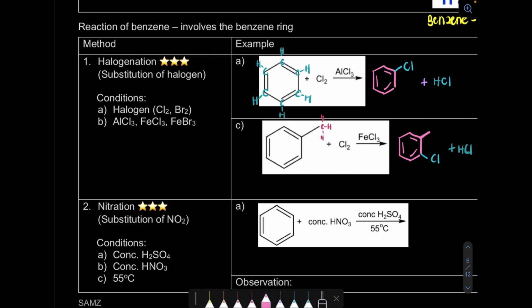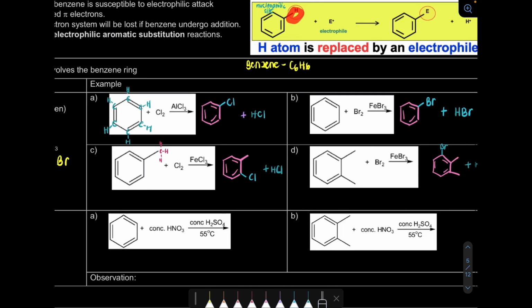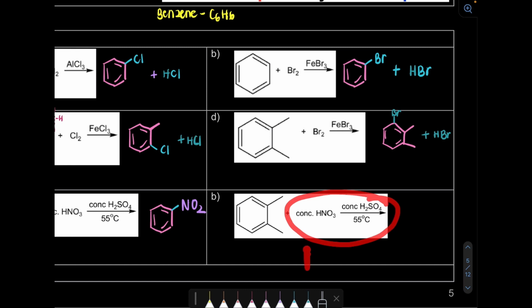Okay, so dalam case ni, our electrophile, because this is actually electrophilic substitution kan, electrophile kita adalah chlorine atau bromine. For the case of nitration, substitution of NO2, so dalam case ni electrophile kita adalah NO2. And NO2 is formed from this condition, which is we're going to combine H2SO4 and HNO3. Okay, what happened? We're going to replace hydrogen ni dengan our NO2. Okay, so any hydrogen lah. So must be hydrogen attached to benzene. So question B pun sama juga. Our electrophile form adalah NO2.